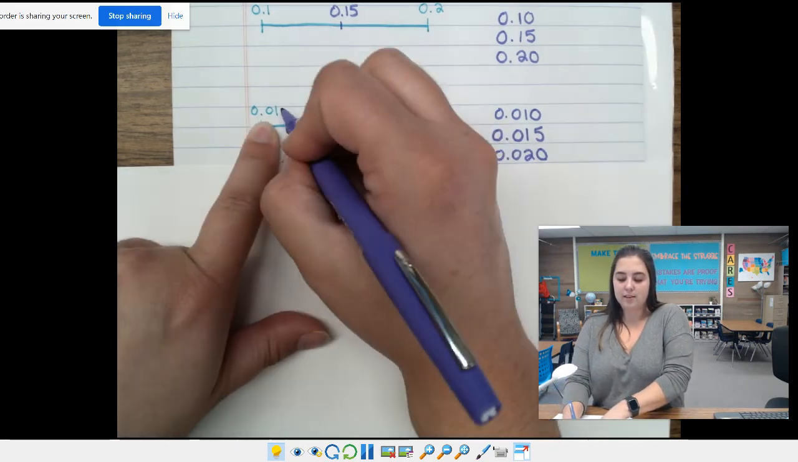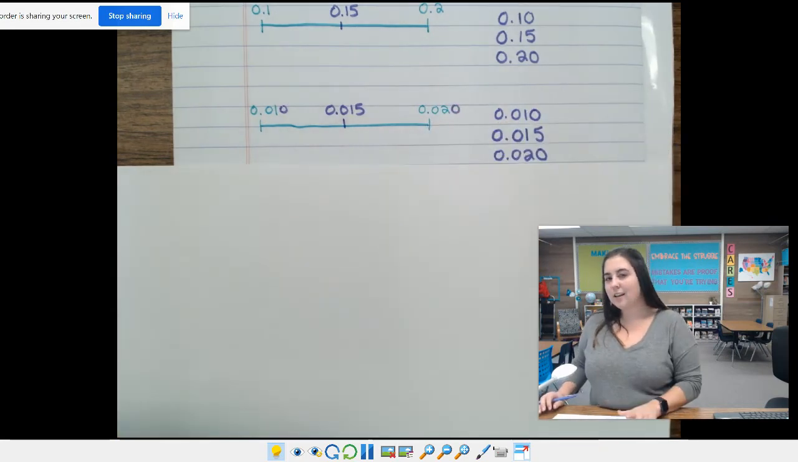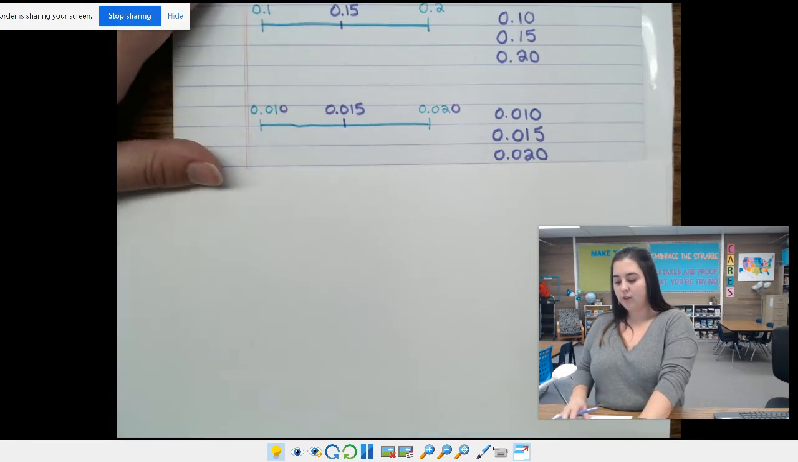I could write this as 10 thousandths and 20 thousandths. It's getting a little bit easier. I know this is tough. You guys are doing great. Only a few more.